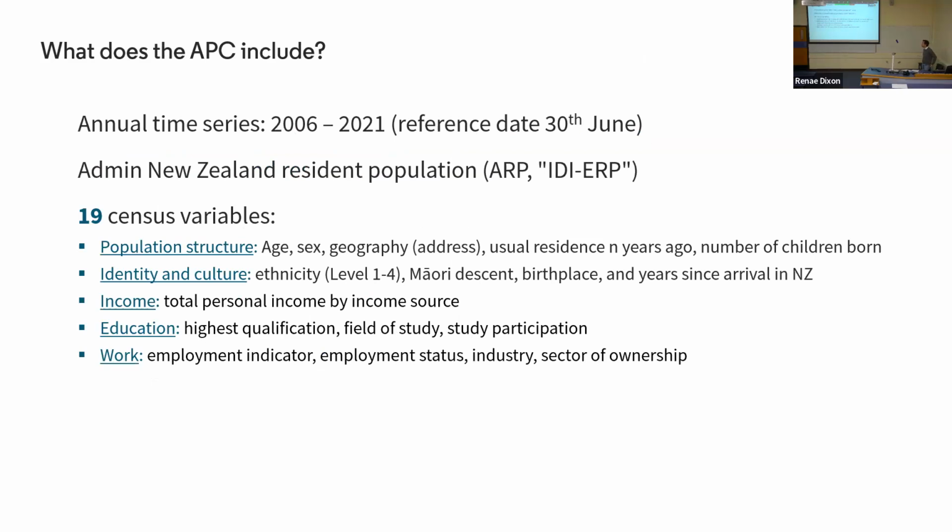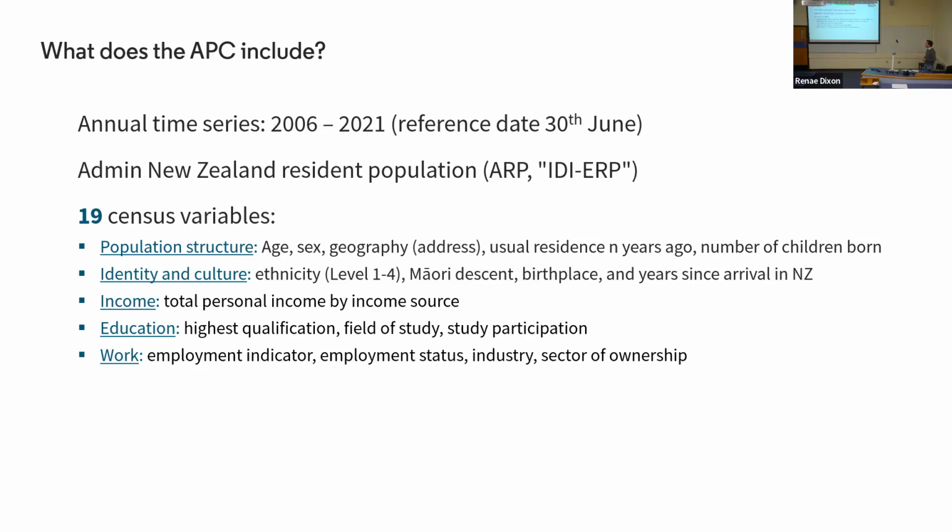So unlike the census that only produces data for one point in time, we've actually produced an entire time series from 2006 to 2021. For each of these years, centering around the reference date of the 30th of June, just because it aligns with a lot of other outputs that Stats New Zealand has. And for each of these 16 reference dates, we derive an admin-based New Zealand resident population. If you're familiar with some of the details, this is basically the same as what's been known as the IDI-ERP in the past, slightly more refined, with some minor changes around the edges.